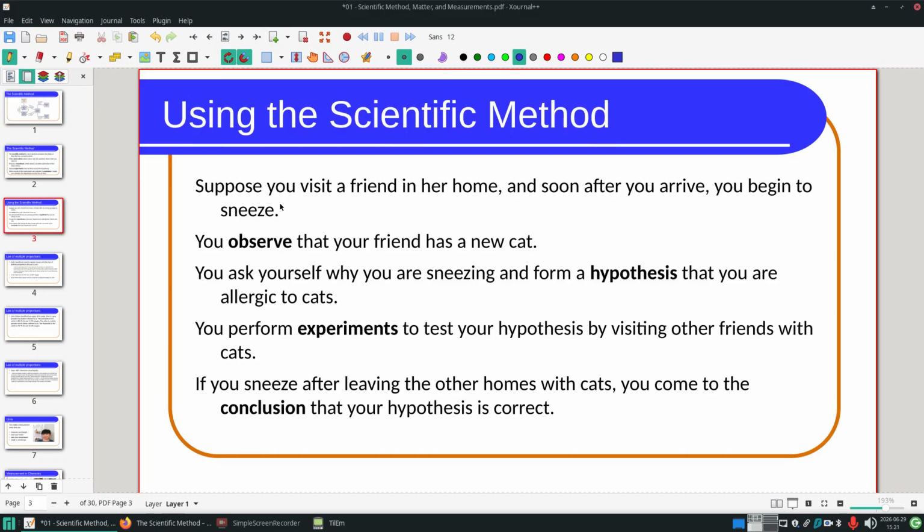All right, anyway. You observe that your friend has a new cat. So you have the hypothesis that maybe you're allergic to cats. An experiment you might do is to go to other friends' houses that have cats and see if you sneeze there. And assuming you do, you now draw the conclusion that you are allergic to cats.